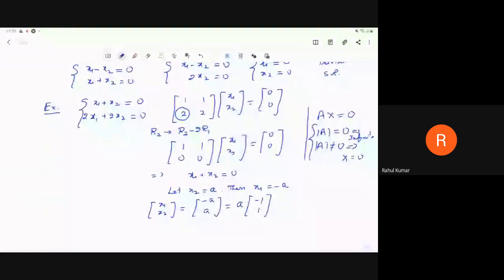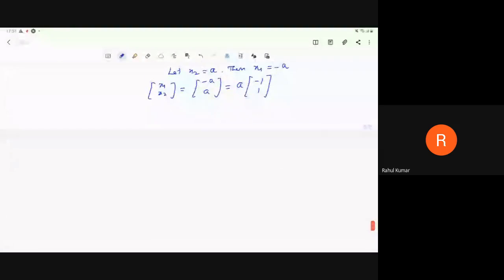You understand? A homogeneous system either has the trivial solution, that is 0. You get the trivial solution when determinant A is non-zero. And if determinant A is 0, it always has infinitely many solutions. All right. Now let's move further.